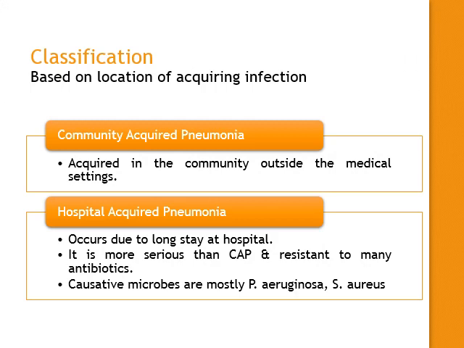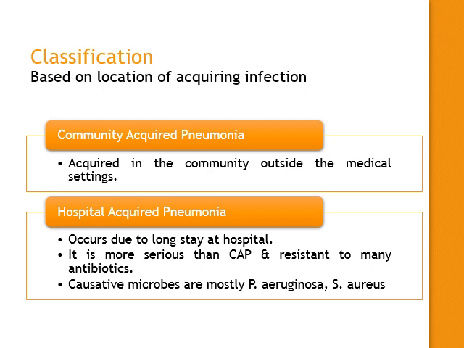Now, the classification of pneumonia. We can classify the pneumonia in various ways. Number one of the ways is based on the location of acquiring infection, from where the patient has acquired the infection. So there may be two locations majorly. Number one is the community, outside a medical facility. So if a person is acquiring an infection outside a medical facility, maybe at their home, at their town, at their city, from other people, we call it community acquired pneumonia.